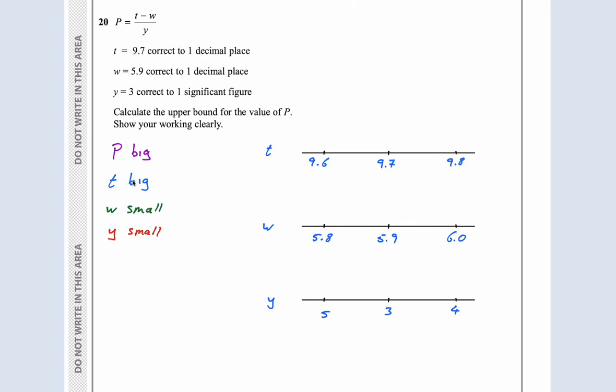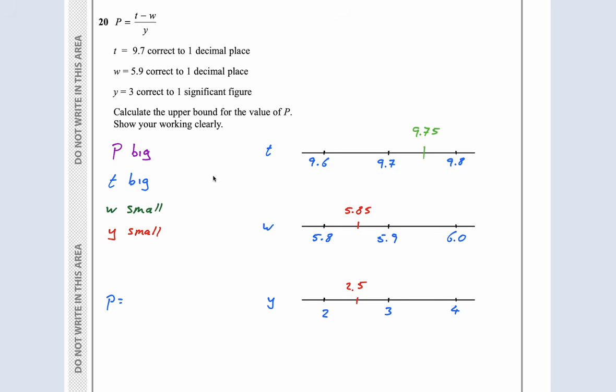Right, we want the upper bound for t. Upper bound is halfway between these two, it's 9.75. We want the lower bound for w. The lower bound for w is halfway between these two, so 5.85. And we want the lower bound for y halfway between, sorry guys, I've just done something really silly here. That should be 2. The lower bound for this guy is 2.5.